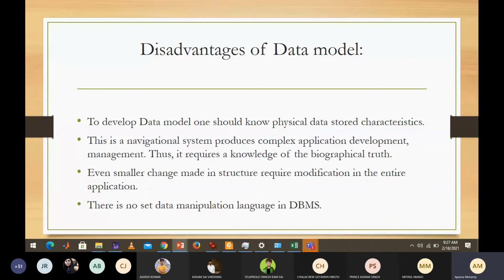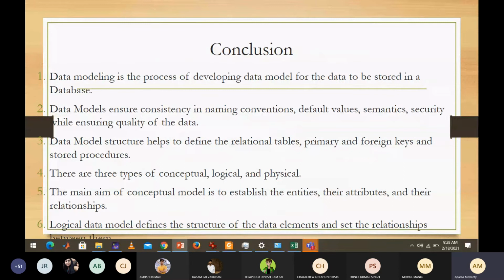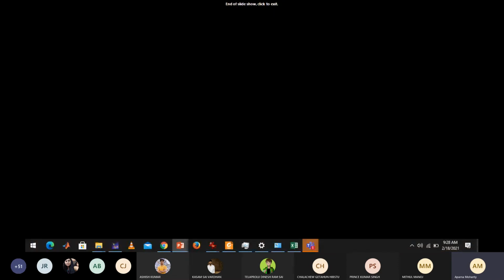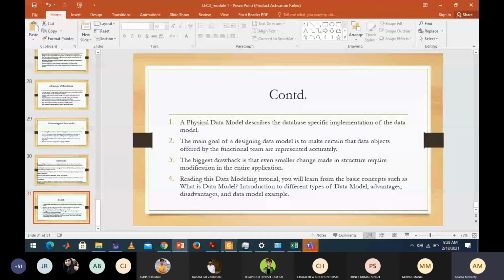Along with that, you get the advantages. This is the basic advantage, and these are some conclusions you can go through. Let me give you one more call, and we'll move over to the next part.